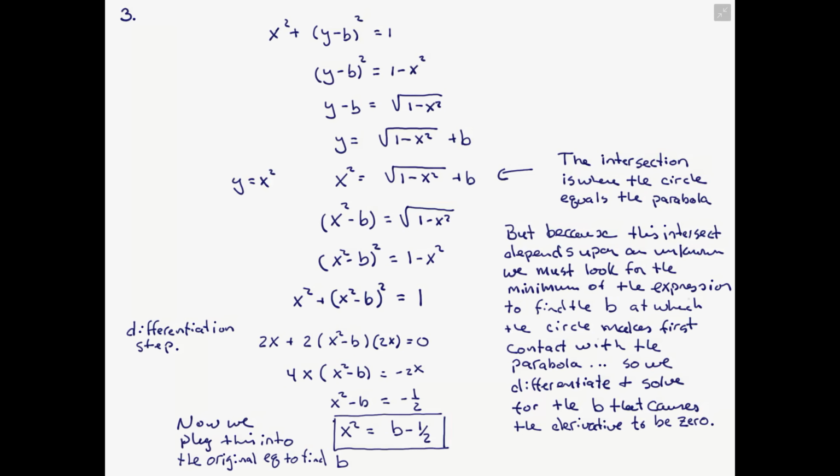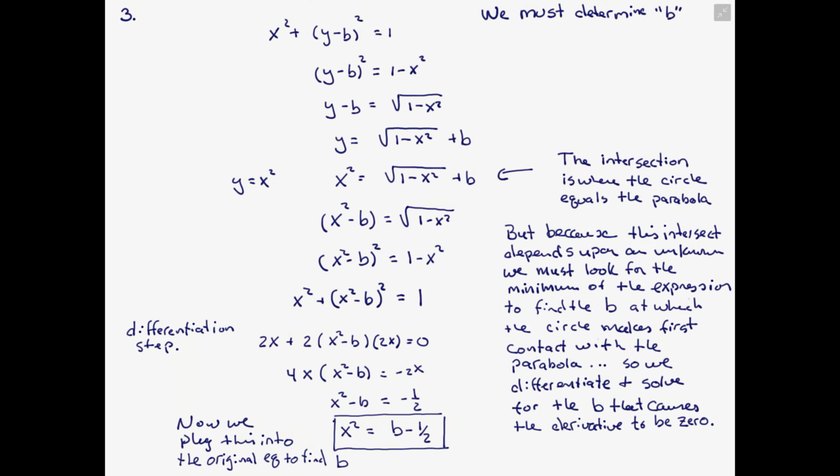So this is what we do in order to find that point B. We have to solve for the intercept. We solve for y on the circle, which is y equals the square root of 1 minus x squared plus b, and we set that equal to y equals x squared.